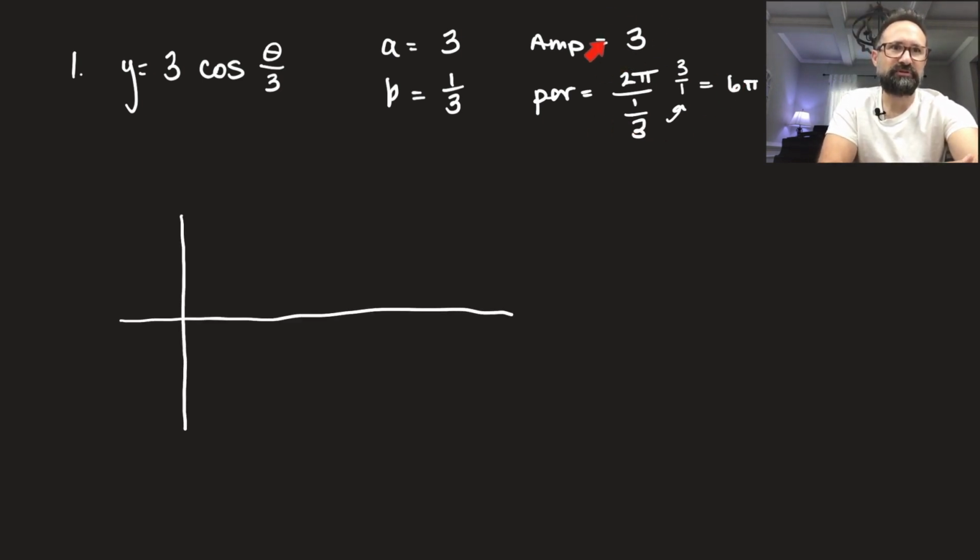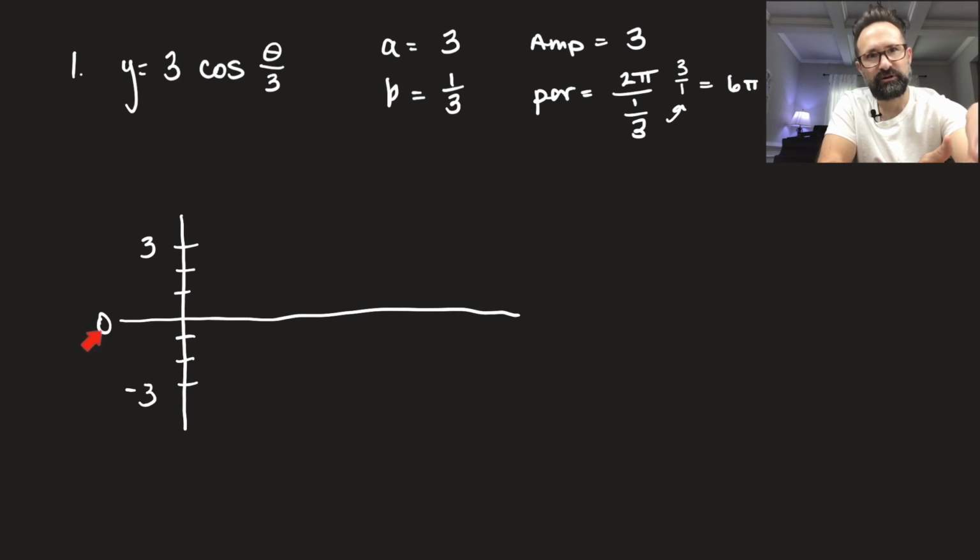You see, amplitude is 3. 2 pi divided by 1/3 gives us 6 pi. We multiply by the reciprocal. Step number 1 in graphing, we're going to take our midline. Since we don't have a plus k here, that's going to be 0. The next part is to add and subtract A to whatever your midline is, so it goes up to 3 and down to 3.